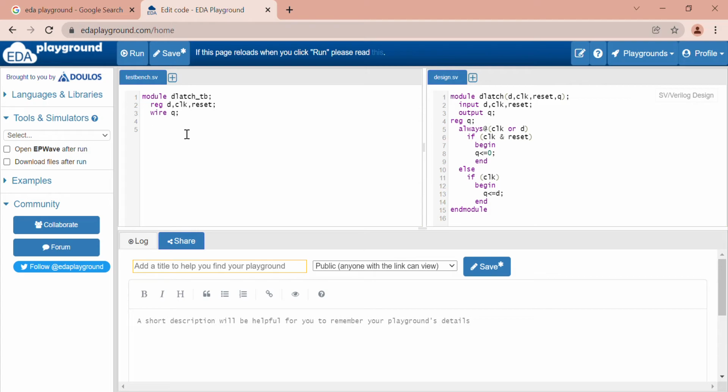Then D-latch, it's the module instantiation block, creating the objects of our code: D, clock, reset, Q.